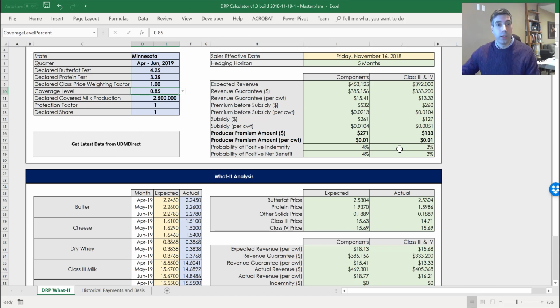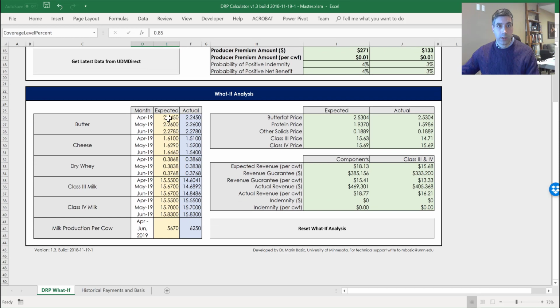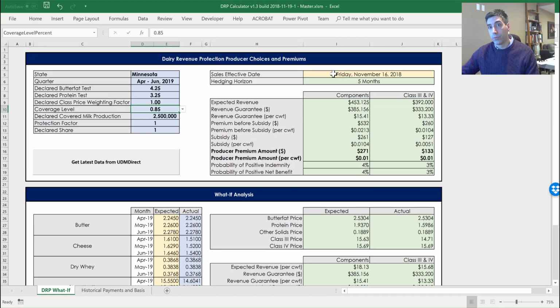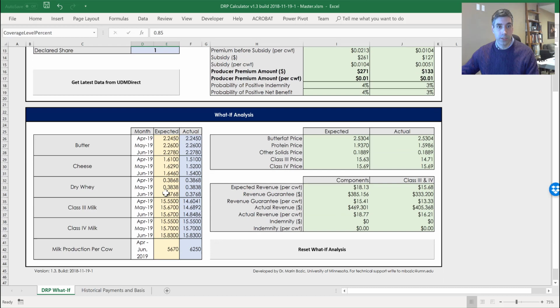Okay, let's play with the what-if analysis module. What we have here, golden colored, are the latest futures prices as of Friday, November 16th. These were the futures prices on Friday, November 16th. If you use this calculator later and you click on Get Latest Data from UDM Direct, these numbers will always reflect the futures prices used to price the DRP on that particular sales effective date.